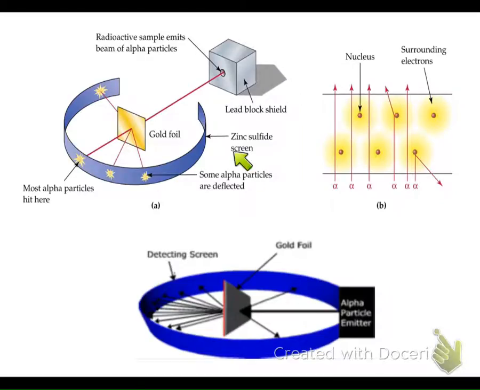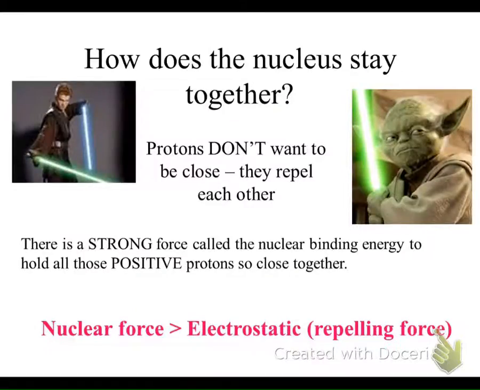So this is the actual experiment here, where he's shooting these alpha particles through the gold foil, and he's assuming that they were all just going to go right through and hit straight. Most of them did, but enough deflected off that he was able to show, here's a good picture of deflection, that the atom does have a dense nucleus. So how does the nucleus stay together? Protons don't want to be close as they repel each other, but there's a strong force called the nuclear binding energy that holds all those positive protons very close together. So the nuclear force is greater than the electrostatic force.